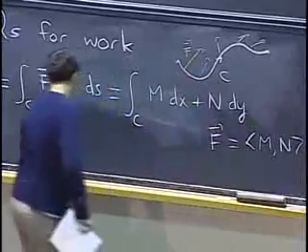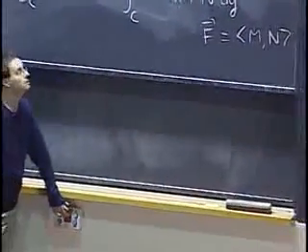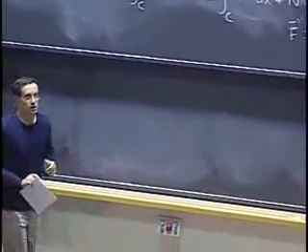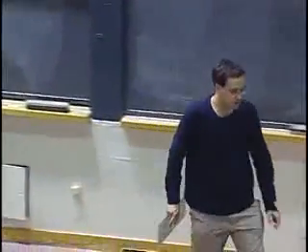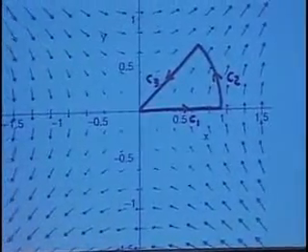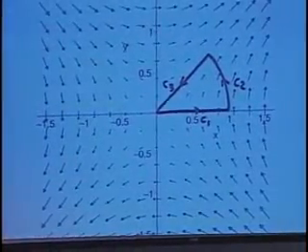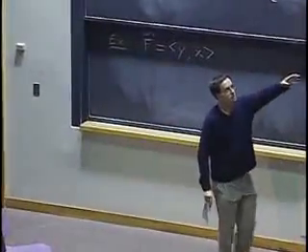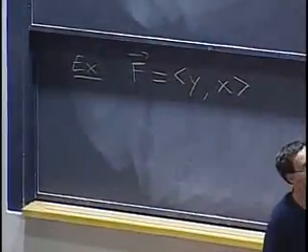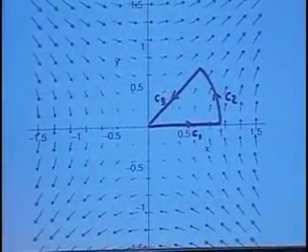So let's do an example that will just summarize what we did yesterday, and then we'll move on to interesting observations about these things. So here's an example we're going to look at now. Let's say I give you the vector field y i plus x j. So it's not completely obvious what it looks like, but here's a computer plot of that vector field. So that tells you a bit what it does. It points in all sorts of directions.